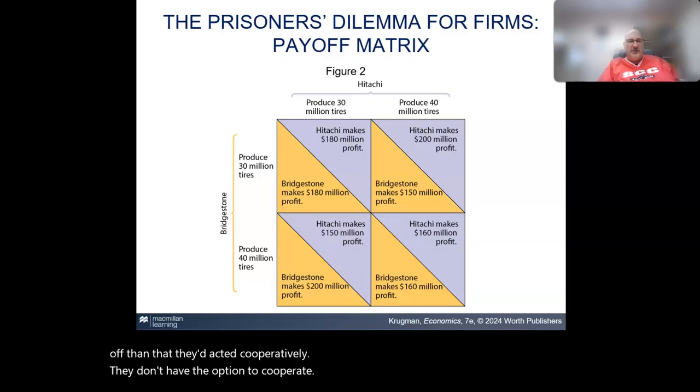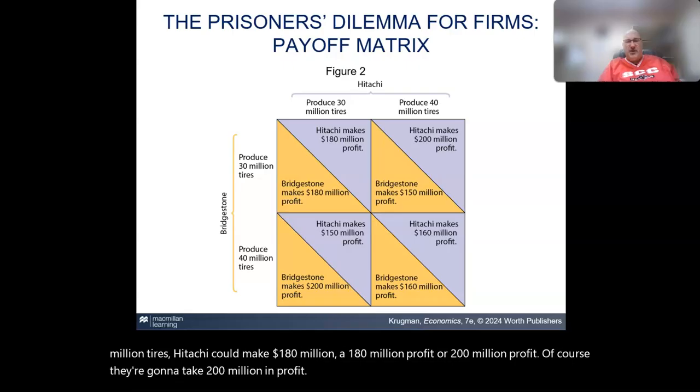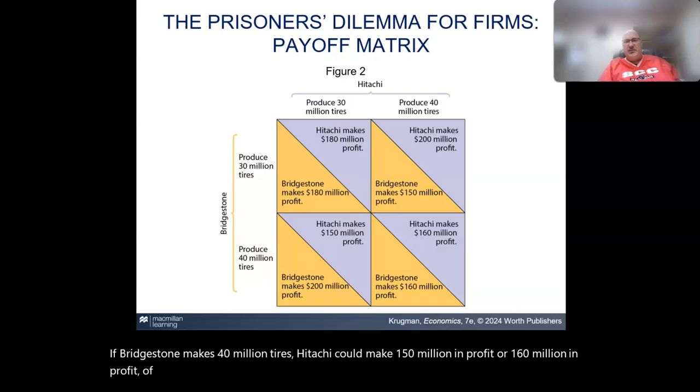So here's one with profits. You want the most profit possible. So we have Hitachi and Bridgestone. If they each have an option of making 30 million or 40 million tires: if Bridgestone makes 30 million tires, Hitachi could make $180 million profit or 200 million profit. Of course, they're going to take 200 million in profit. If Bridgestone makes 40 million tires, Hitachi could make 150 million in profit or 160 million in profit. Of course, they're going to take the 160 million in profit. So they're going to make 40 million tires.